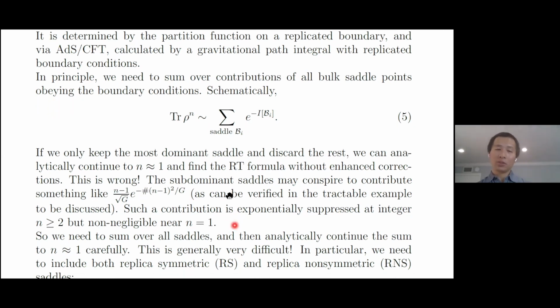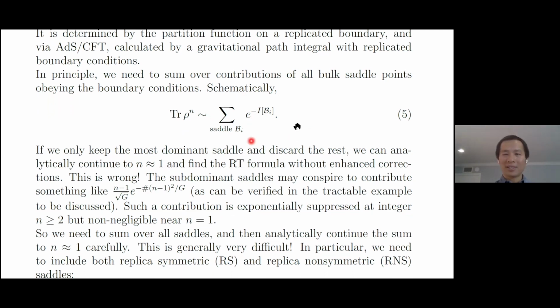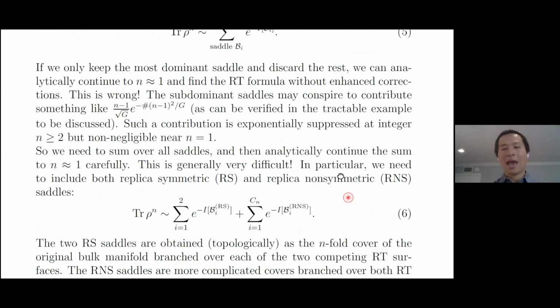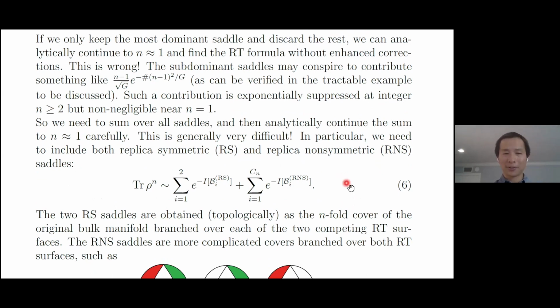So we need to do an honest calculation. We need to sum over all saddle points, including the dominant saddle, but also all the subdominant saddle points, and then analytically continue the sum in a very careful way. This is very difficult in general, because in this sum over the saddle points, we need to include both replica symmetric and replica non-symmetric saddles.